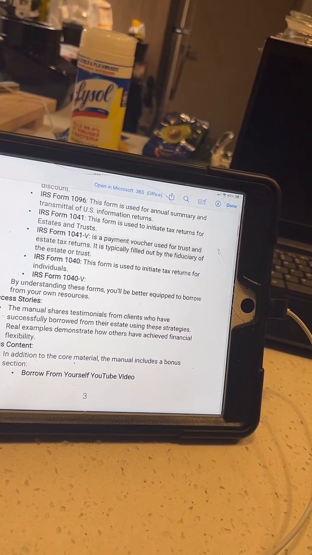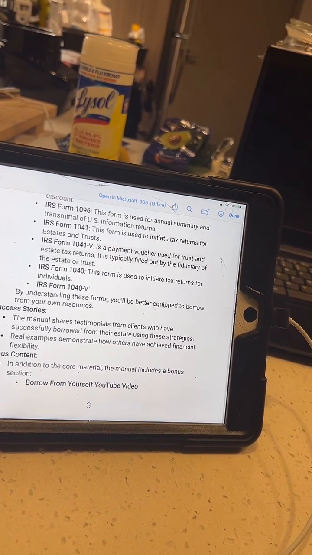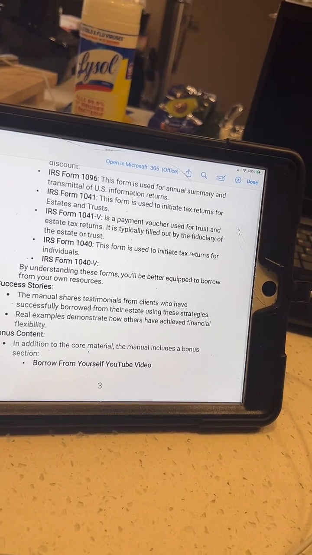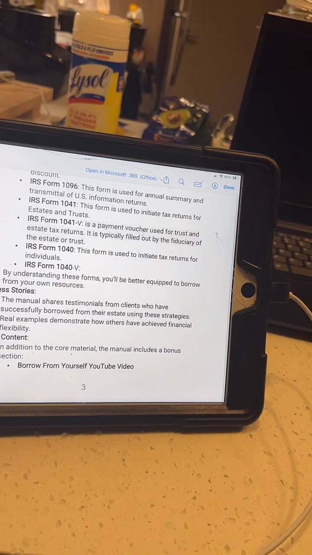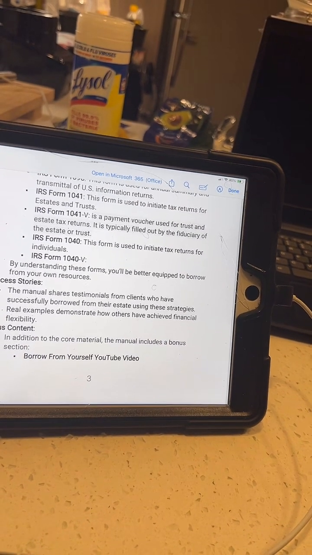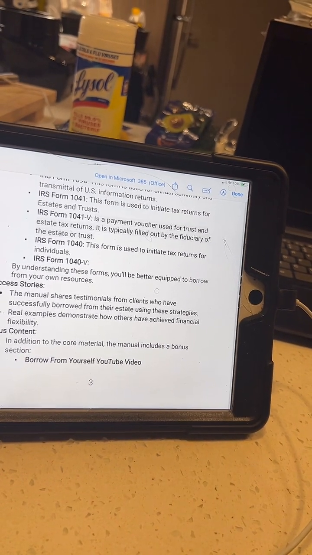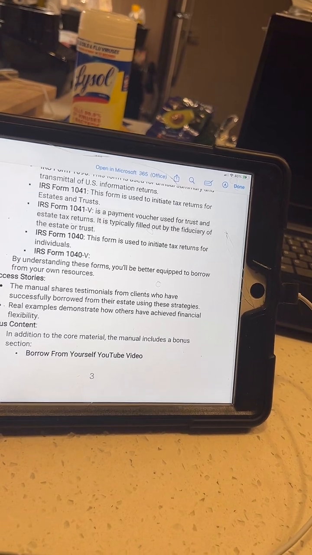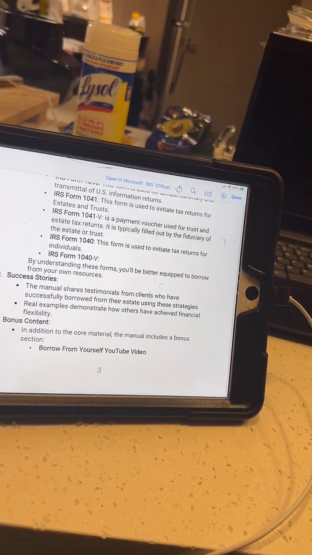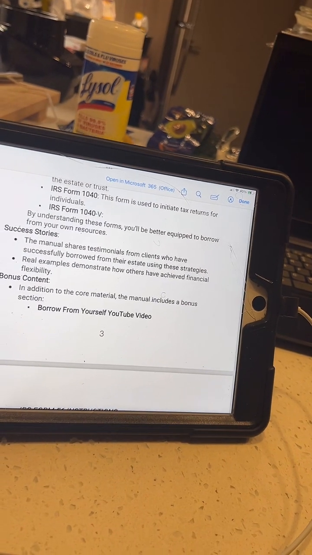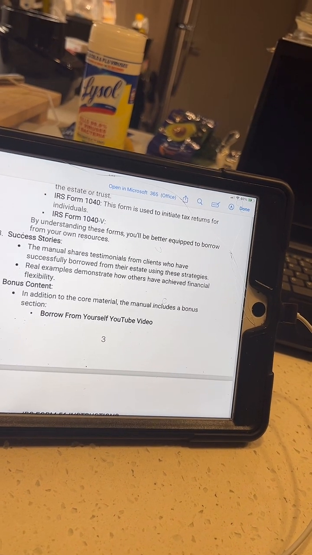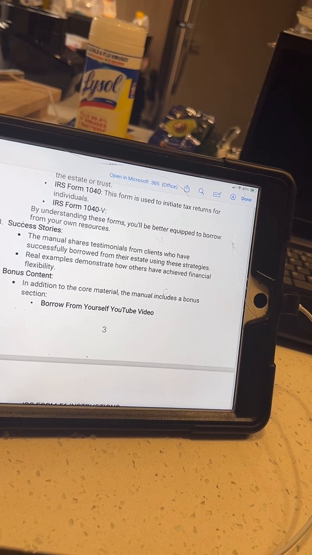IRS Form 1041-V. It is a payment voucher used for trust and estate tax returns. It is typically filled out by the fiduciary of the estate or trust. IRS Form 1040. This form is used to initiate the tax returns for individuals. IRS Form 1040-V. By understanding these forms, you'll be better equipped to borrow from your own resources.